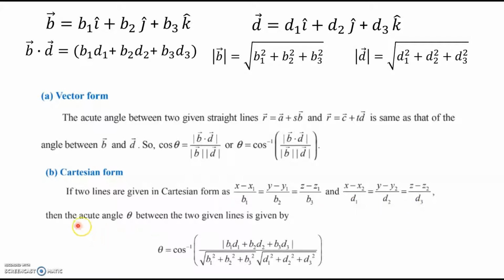So then the acute angle theta between the two given lines is given by substituting the values of b dot product with d from here into this formula. You get this, and substituting these two values of magnitude of b and magnitude of d into the formula again, you get this. So this would be our Cartesian form of expressing the value of theta.